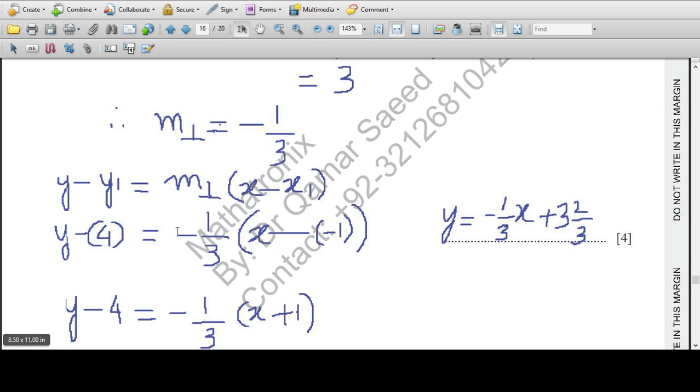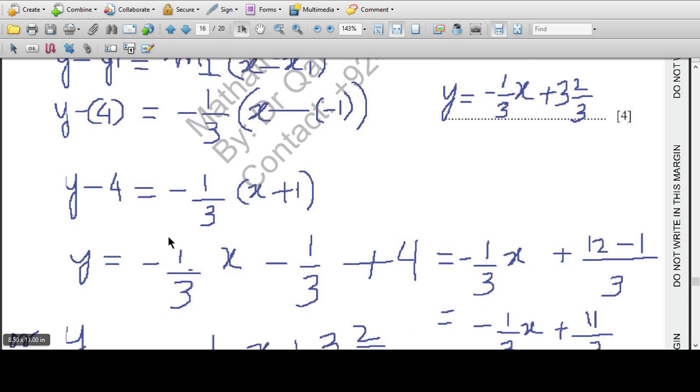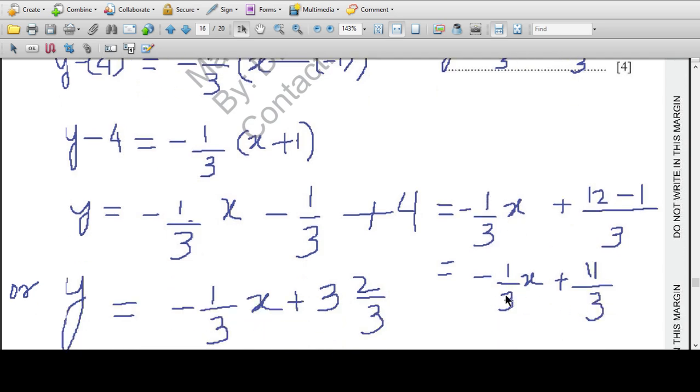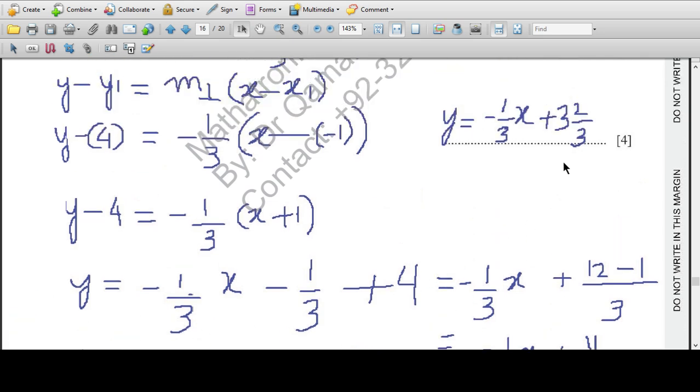So y minus 4 minus 1 upon 3, this is x minus 1, and from here this is minus 1 upon 3x, and this is minus 1 upon 3, and this 4 on the other side. So minus 1 upon 3x plus 12 minus 1 upon 3 is minus 1 upon 3x plus 11 upon 3. We can write this as 3 into 3, and 2 upon 3 can also be written. This is also the answer, or we will write this. So this is the answer.